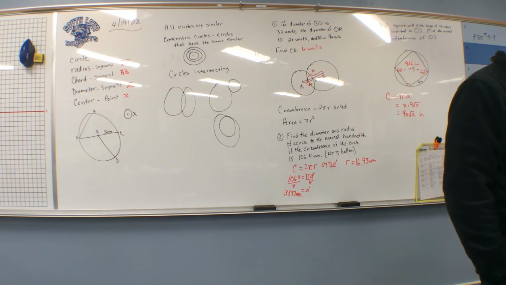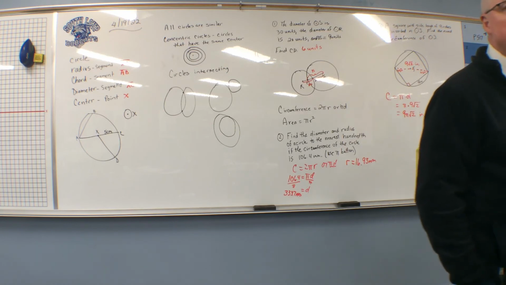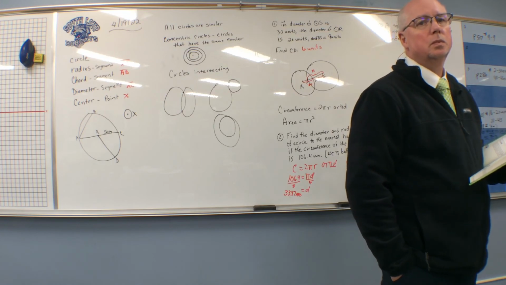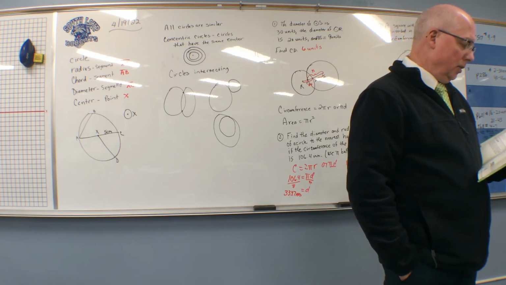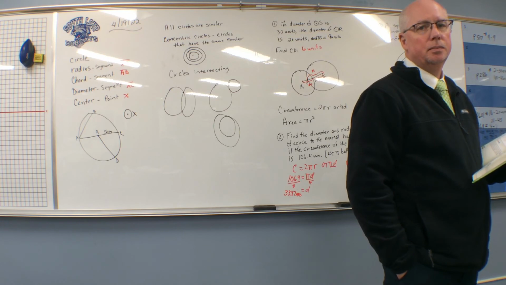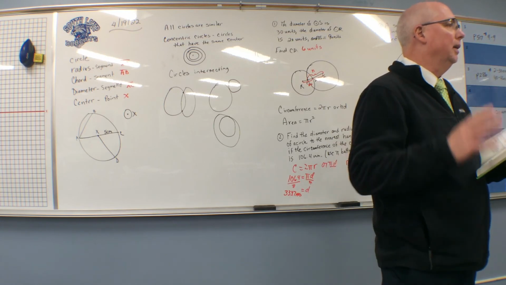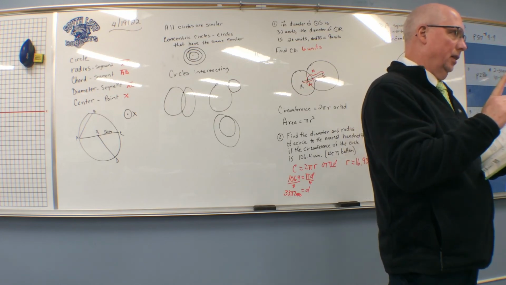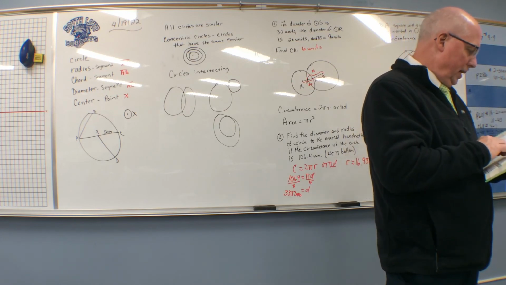Number 11, identify a chord that is also a diameter. So I want a chord that is also a diameter. A chord that is also a diameter. Now, do you have to put a line over it? Yes, because we're not talking about the length of it. So you have to put a line over it.